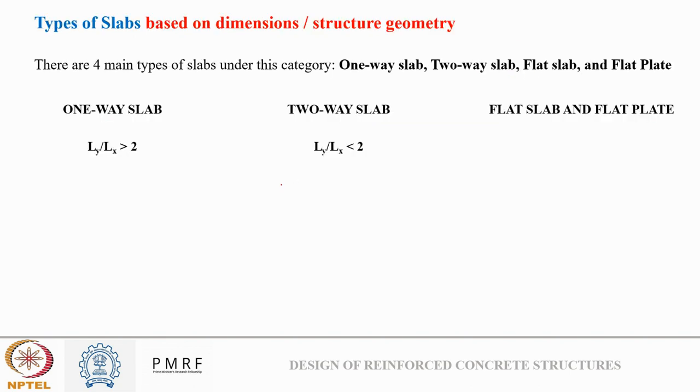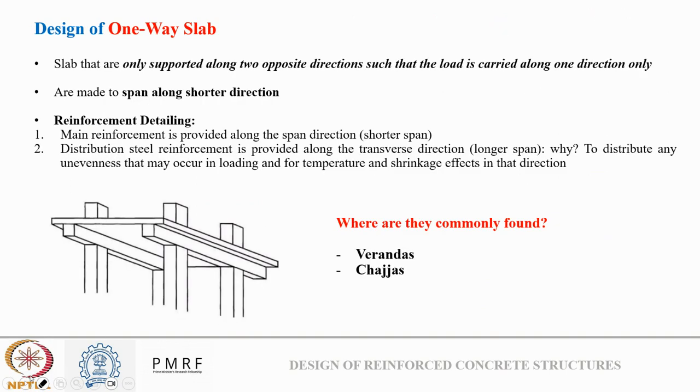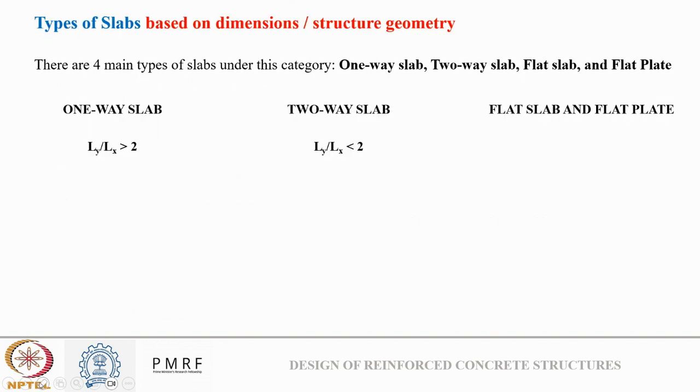So now we have a certain understanding about the design parameters of a slab. Now we can have a look at how a slab is designed. Slab design is divided into 4 categories based on the dimensions of the slab. What are these dimensions? Suppose I have a slab like this. These are the dimensions I'm talking about, the length and the breadth.